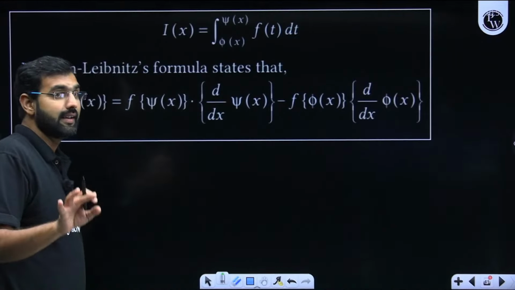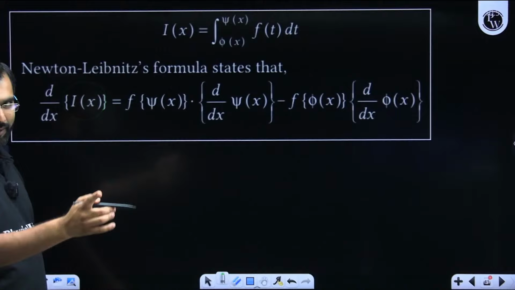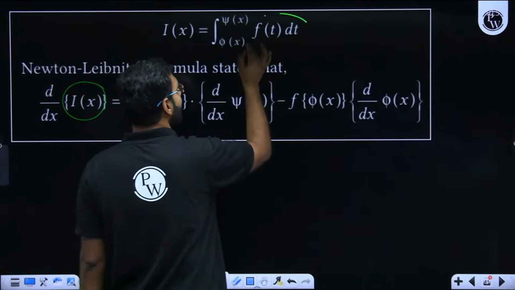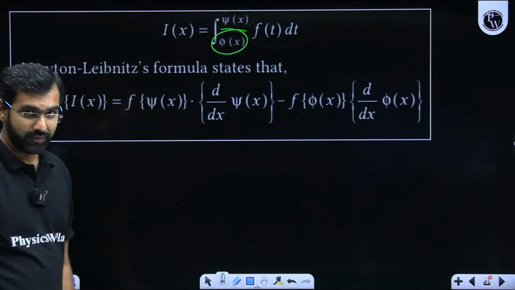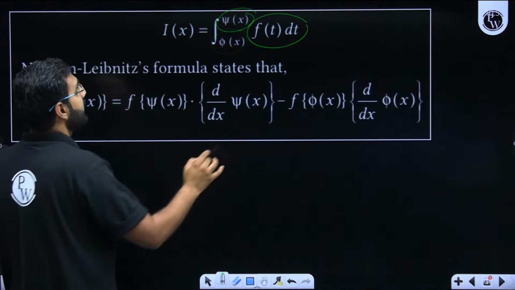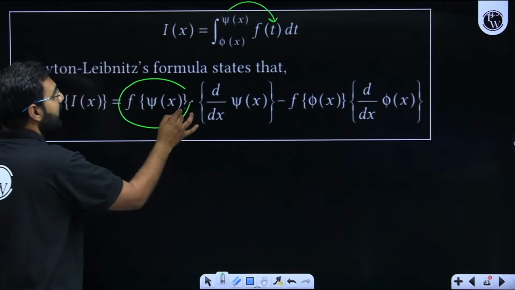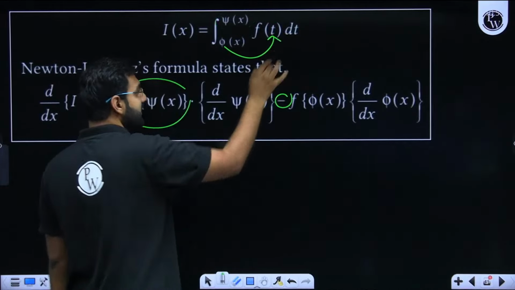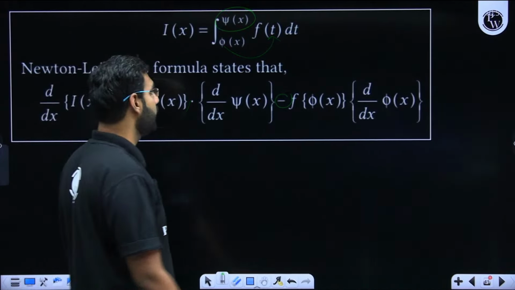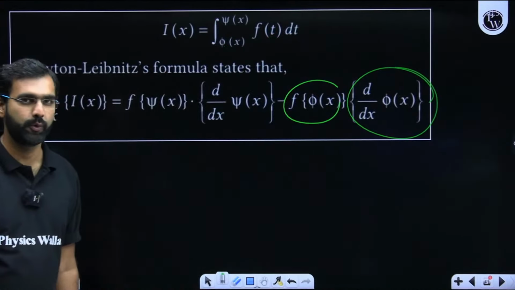What did they say? They said that if I(x) needs to be differentiated with respect to x, where I(x) is the integral of f(t) dt from phi(x) to psi(x). So what does Newton-Leibniz say? I hope you are aware of it. Psi(x) is passed to f(t), so it will be f of psi(x) into the derivative of psi(x), minus phi(x) is passed to f(t), which is f of phi(x) into the derivative of phi(x). I hope you do remember that.